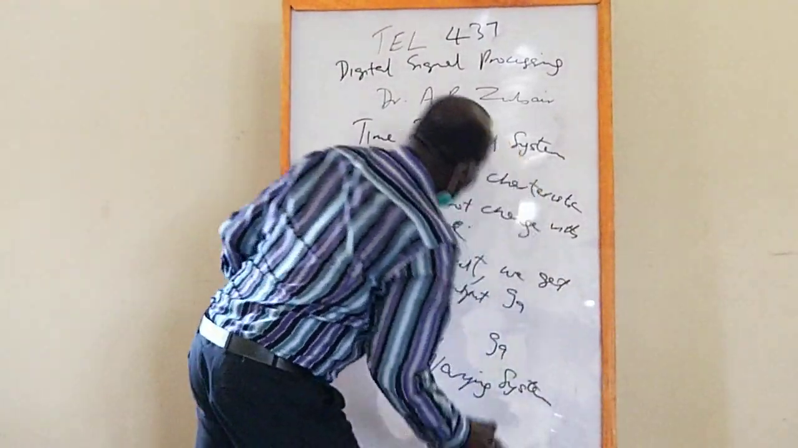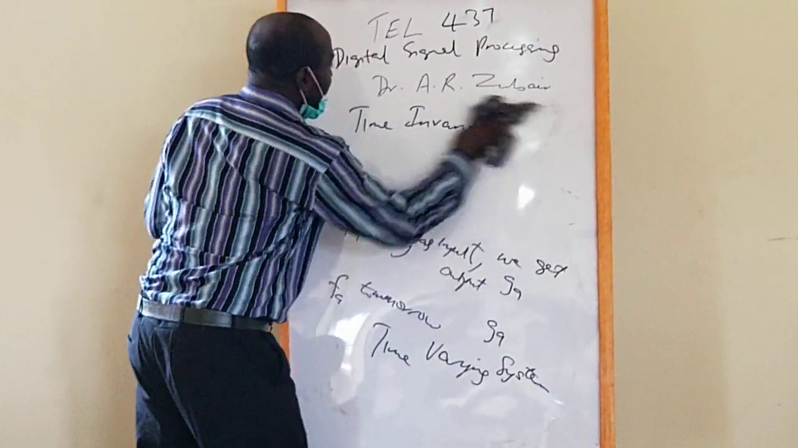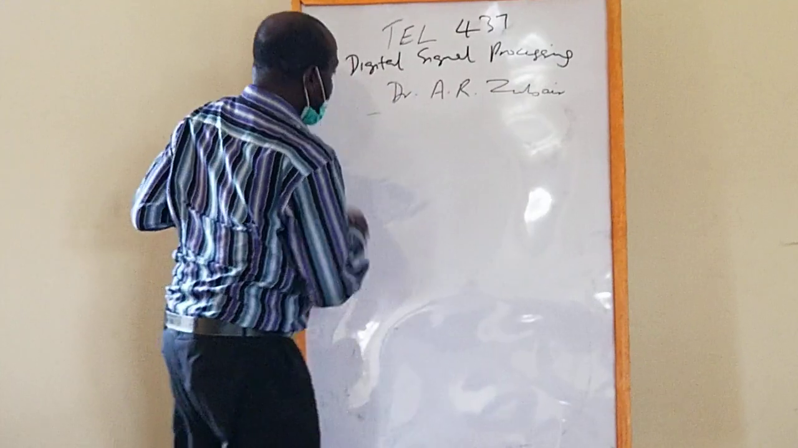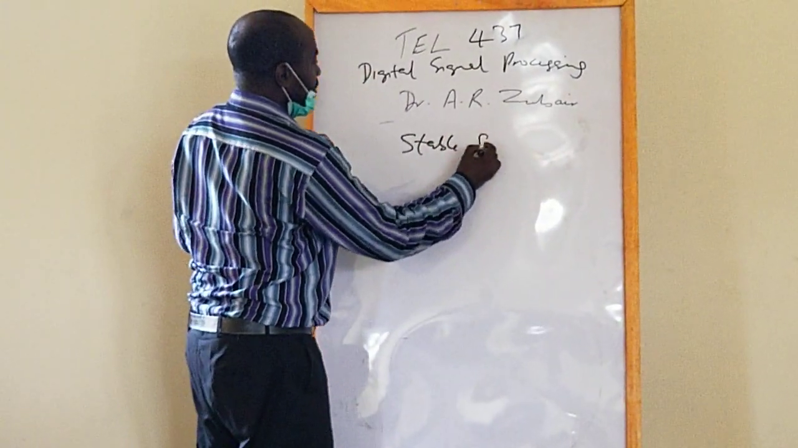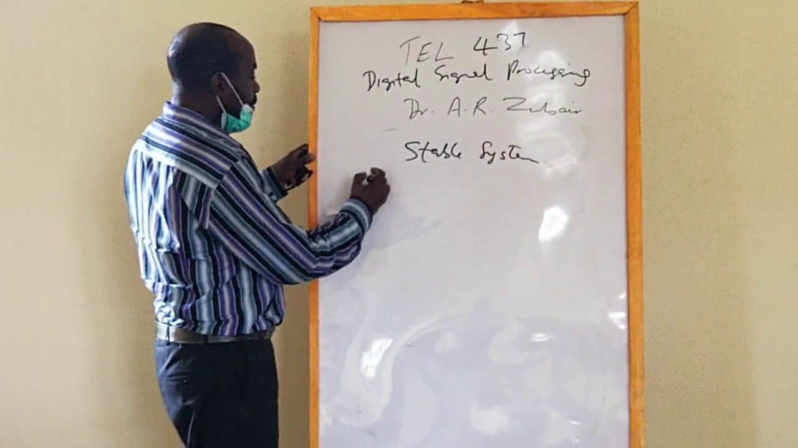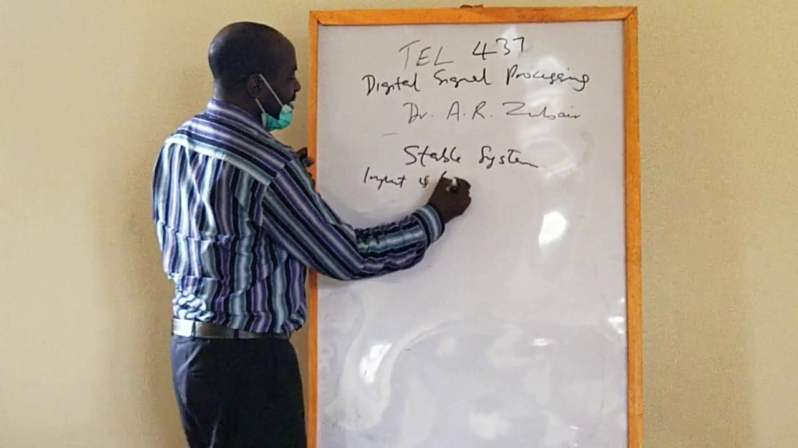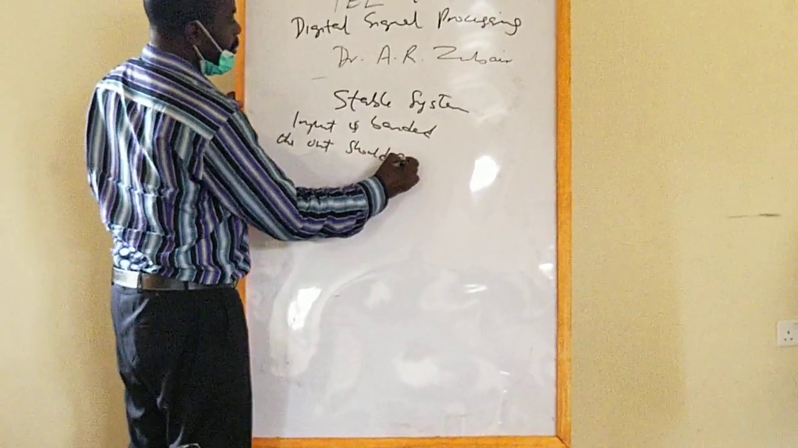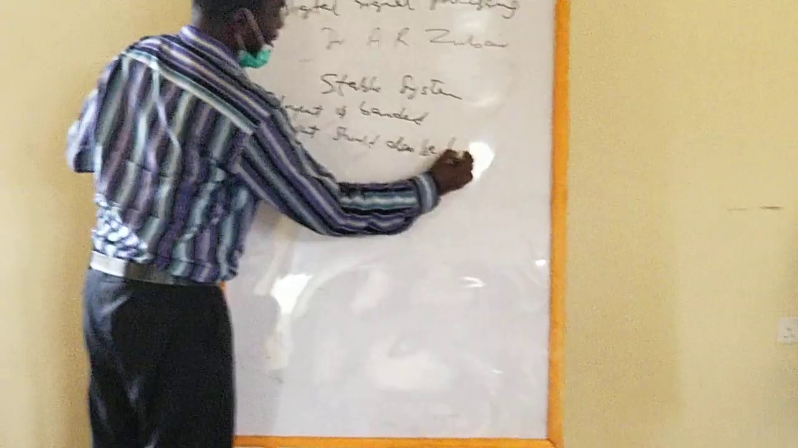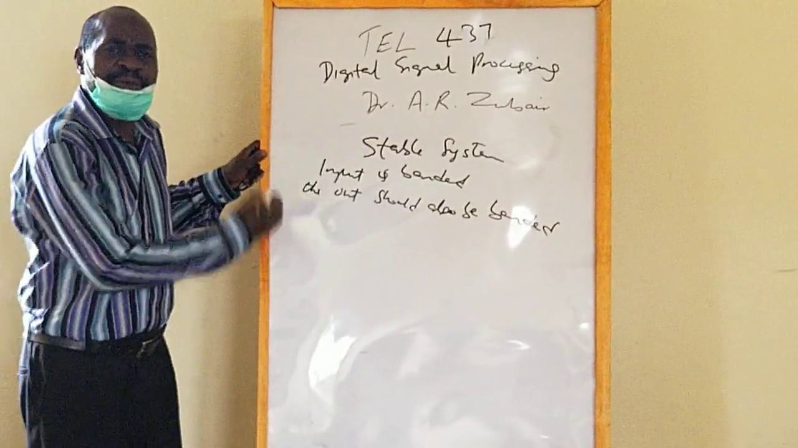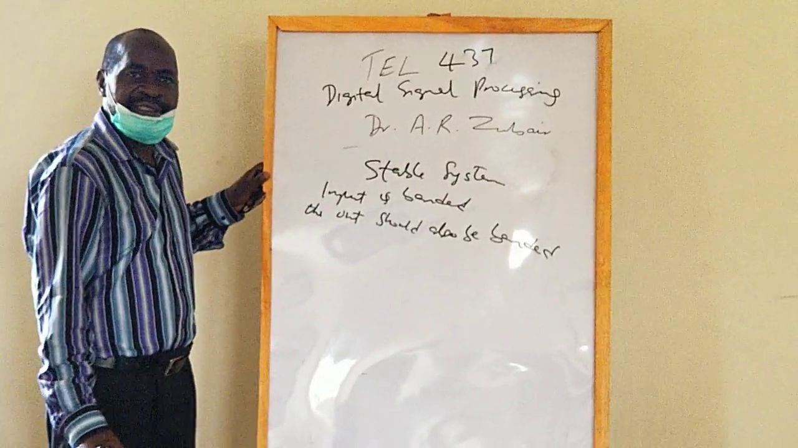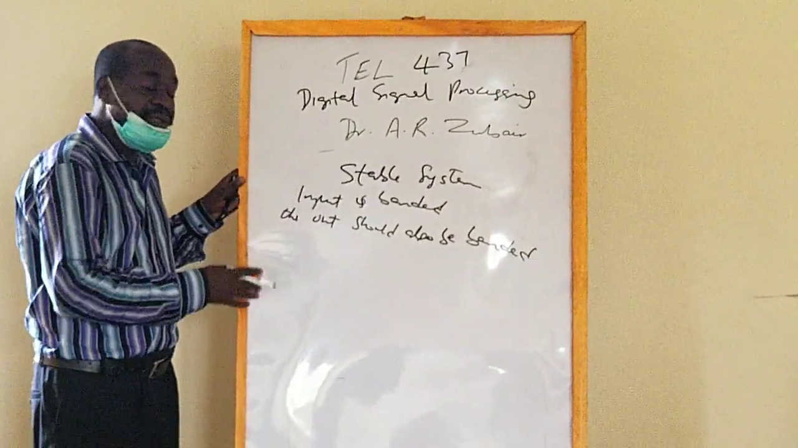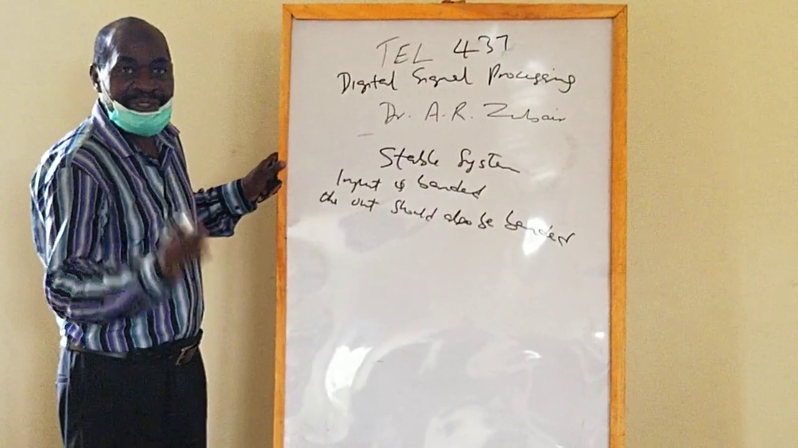Now, the other definition we want to introduce is what we call a stable system. A stable system: when the input is bounded, the output should also be bounded. The output should not grow to infinity. If the input is not growing to infinity, the output should not grow to infinity. So we say the system is stable. But if the input is bounded and the output is not bounded, then we say that system is unstable.